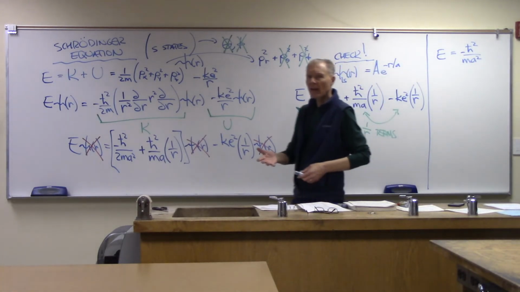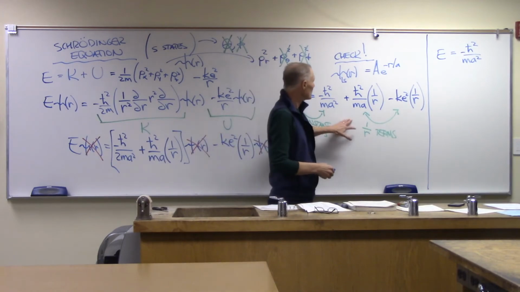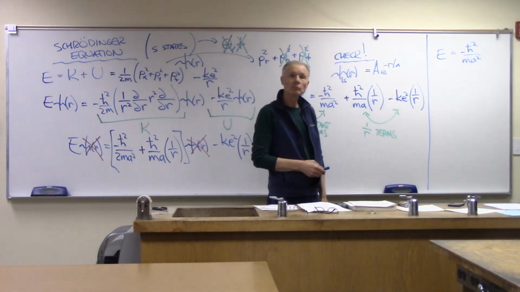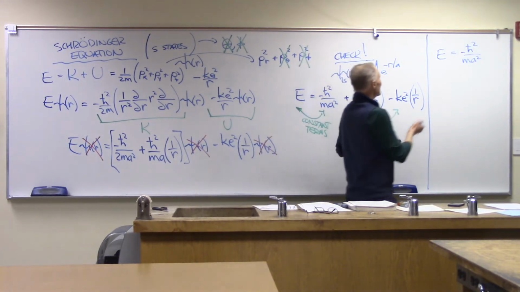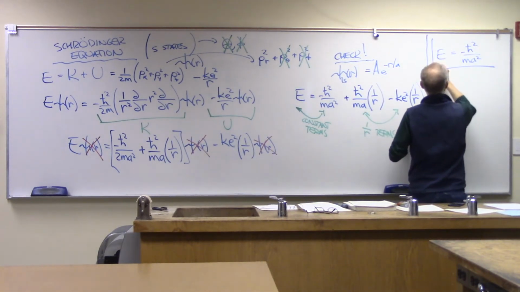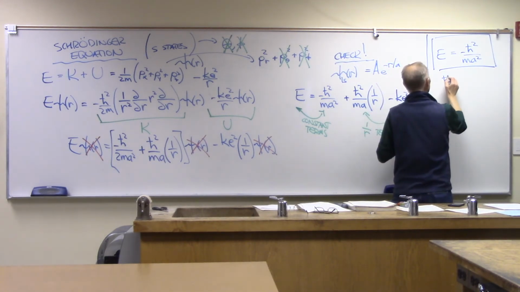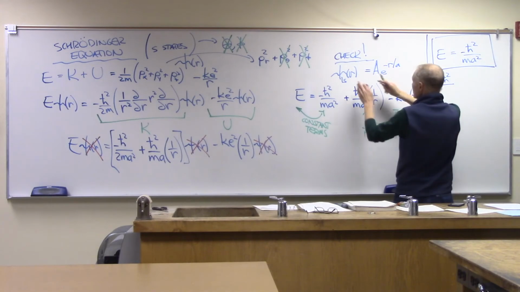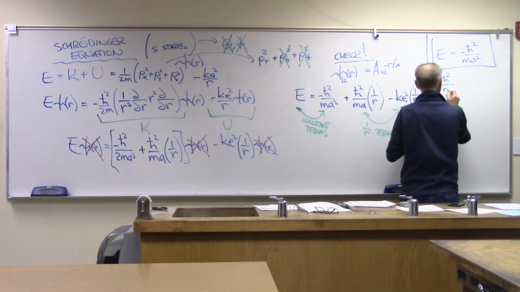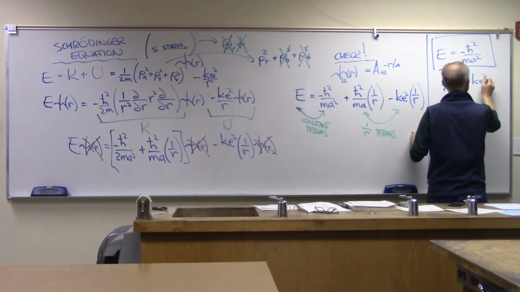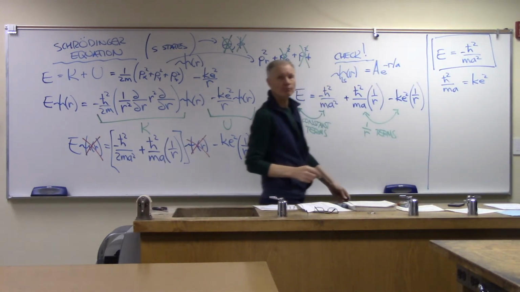What's the other condition that has to be met here? The other condition is that these 1 over r terms have to cancel out. So what that says is I'm going to put this up by itself and box it. That one's looking pretty good. And now I'm going to come down and say, okay, the second condition is that h bar squared over m a has to equal ke squared.